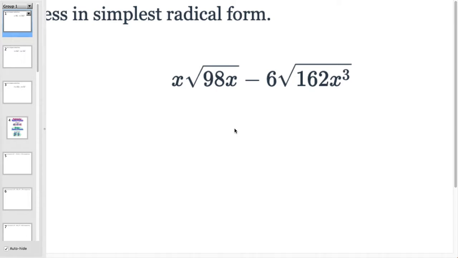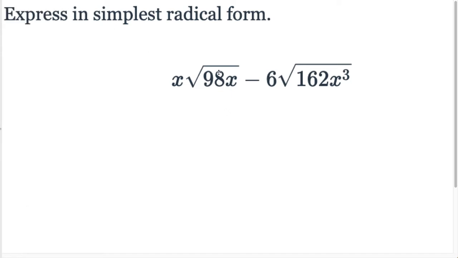Hello, this is Mrs. Raro, and in this video, you're going to learn how to add and subtract radical expressions. Okay, so this is addition and subtraction of radical expressions. Let's begin. Let's say, for example, this was your problem and you needed to express this in simplest radical form.